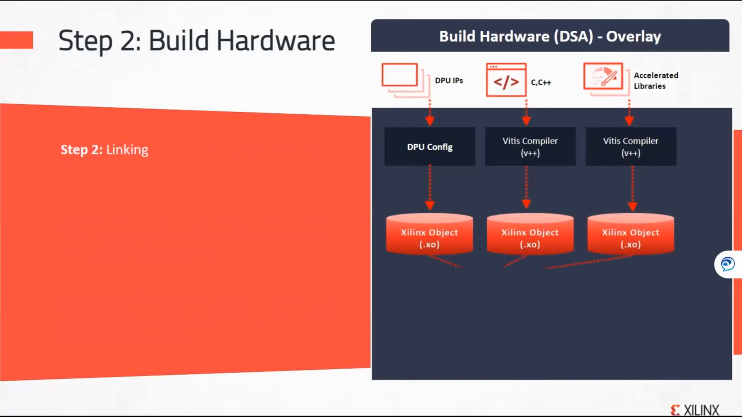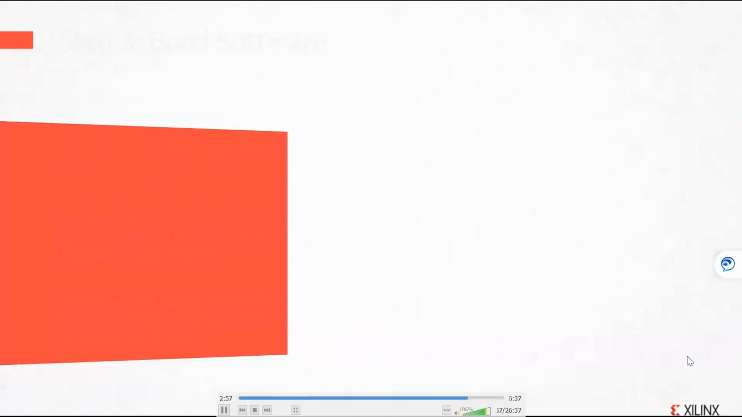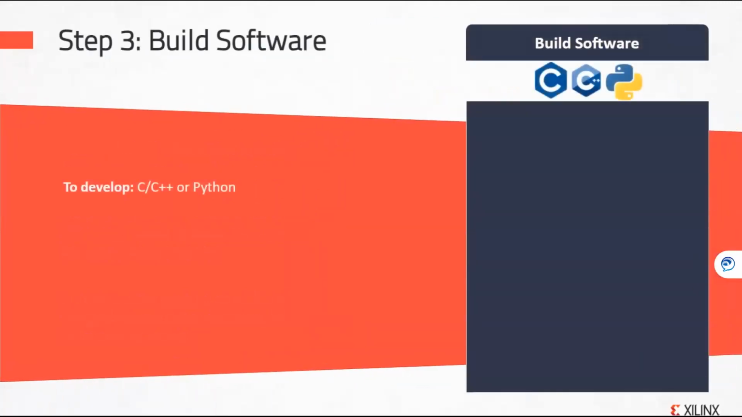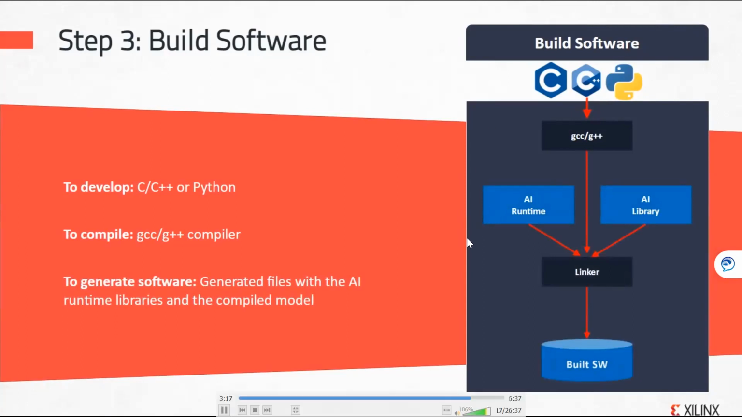The second step is that after compilation, the v++ -l command links one or multiple kernel objects together with the hardware platform to produce the FPGA binary. The application can be developed using C, C++, or Python and compiled using the GCC/G++ compiler. The generated files with the AI runtime libraries and the compiled model can then be linked to generate the software.